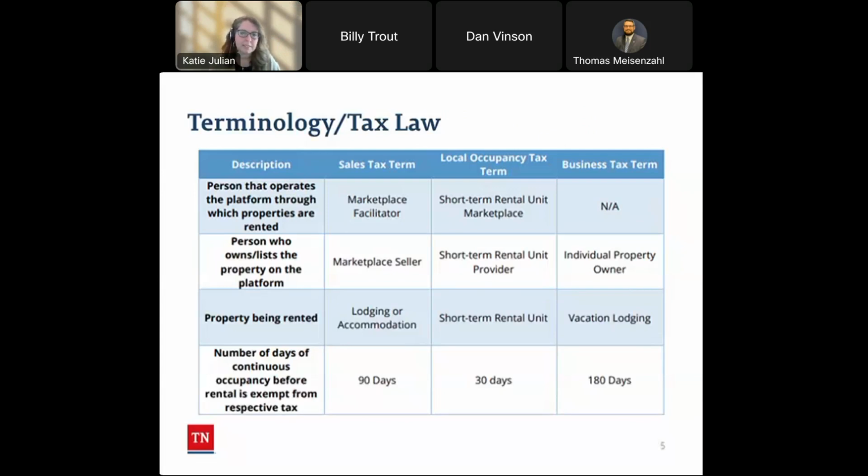So marketplace facilitator, short-term rental marketplace, those are terms that mean a person that operates a platform through which properties are rented. An example of a marketplace facilitator or short-term rental unit marketplace is going to be Airbnb, VRBO, platforms like that. The person who owns the actual property that's listed on these platforms is called, in sales tax terms, a marketplace seller. For local occupancy tax terms, we call that a short-term rental unit provider. For business tax terms, we would call that person an individual property owner.